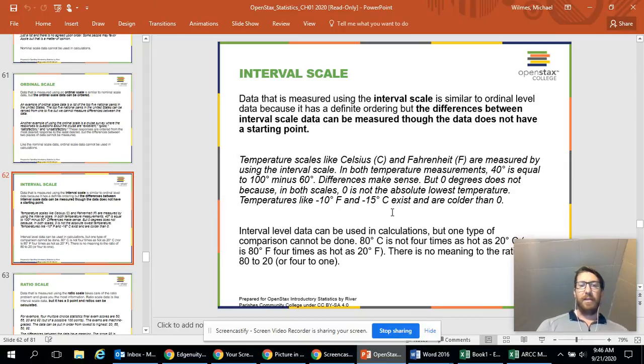They can be used in calculations, but it's hard to compare them. 80 degrees Celsius is not 4 times as hot as 20 degrees because the scale doesn't start at 0. So it can go into the negatives.